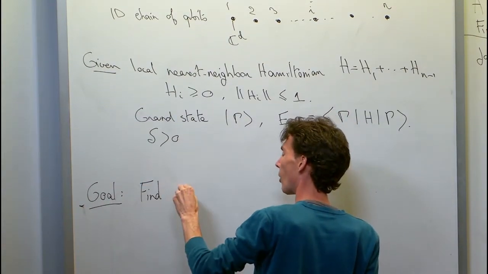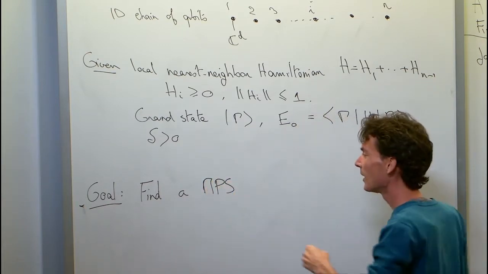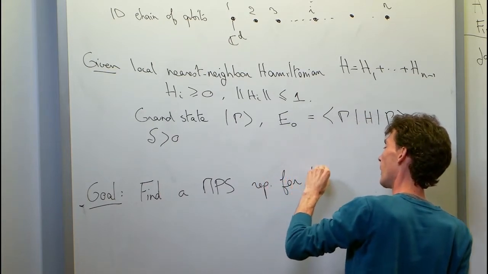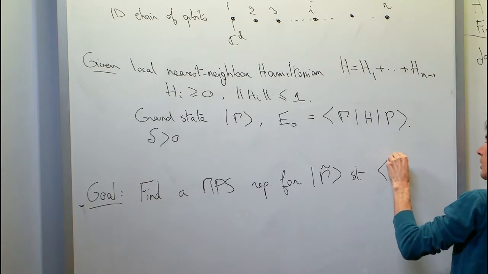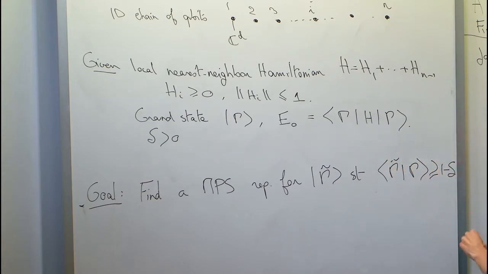In this talk, I don't need to introduce matrix product states for anyone. So find a matrix product state representation for a vector gamma tilde such that these are close: the overlap of gamma tilde and gamma is at least 1 minus delta. So delta is just my approximation. Think of it as a small approximation parameter, a small constant, actually could even be inverse polynomial in the length of the chain. Okay, so the question is whether we can solve this problem.